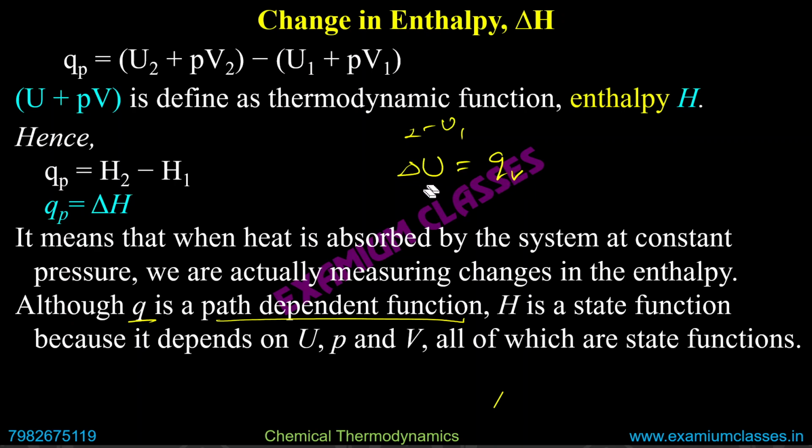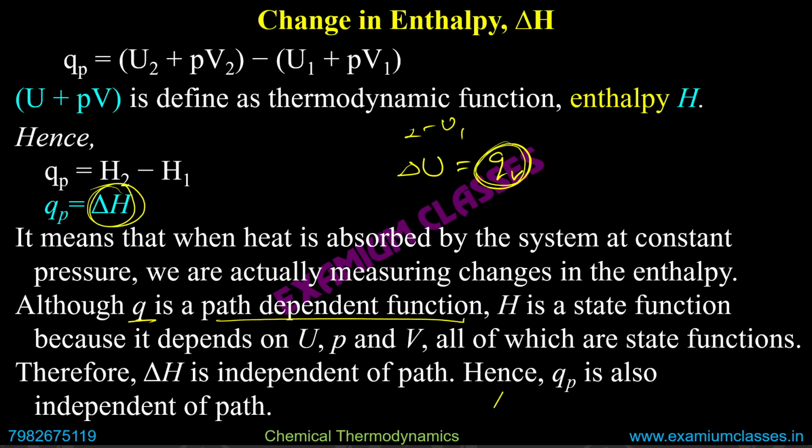If volume is constant, only then will it act as a state function. So heat will act as a state function at constant volume. Similarly, heat will act as a state function at constant pressure, and that will be equal to the change in enthalpy. So delta H is independent of path, hence QP is also independent of path. QP is also a state function. Similarly, QV is also a state function. So delta H, delta U, QV, QP all are state functions, but Q is not a state function. If we say just heat, it is not a state function.